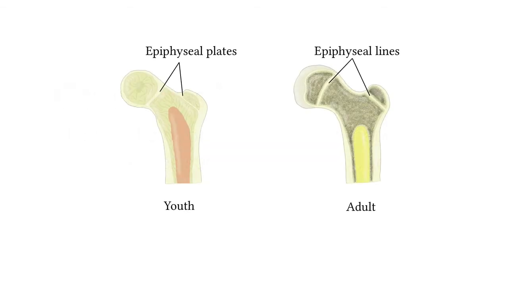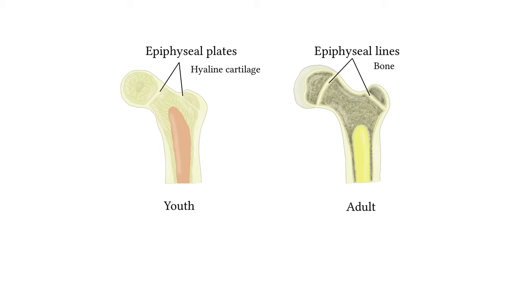Those spaces contain the red or yellow bone marrow. A third bone part is the epiphyseal plate in youths, or epiphyseal line in adults. It's made of hyaline cartilage in young people. This is where the bone grows in length. Once a person is fully grown, the hyaline cartilage gets replaced by bone, and that bone is the epiphyseal line.